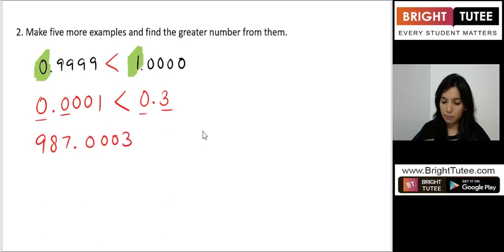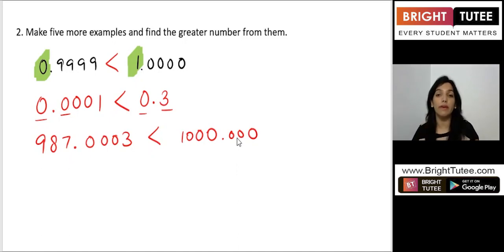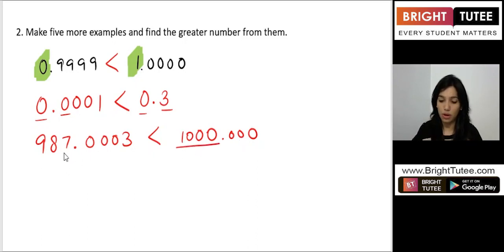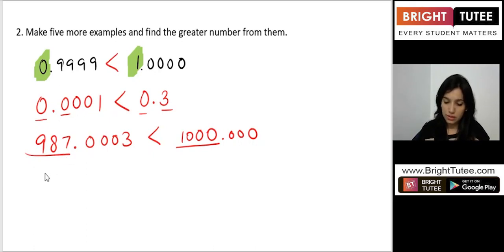Now 987.0003 and comparing this with 1000. Which number is bigger? Clearly the whole number 1000 is bigger, so we put this sign, and if you want you can put zeros after the decimal point in order to be more careful with your comparison. So it's correct either way, but make sure that you compare the whole numbers first, then you move after the decimal point.